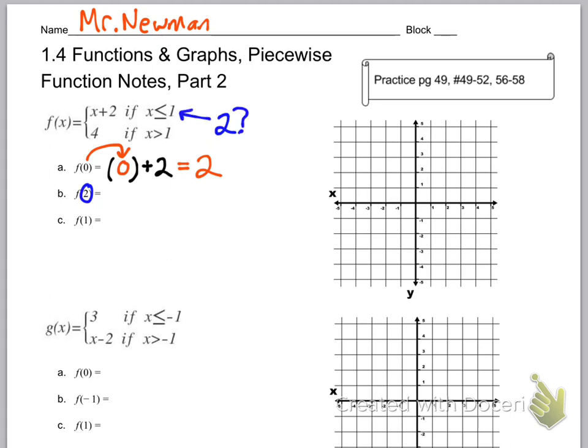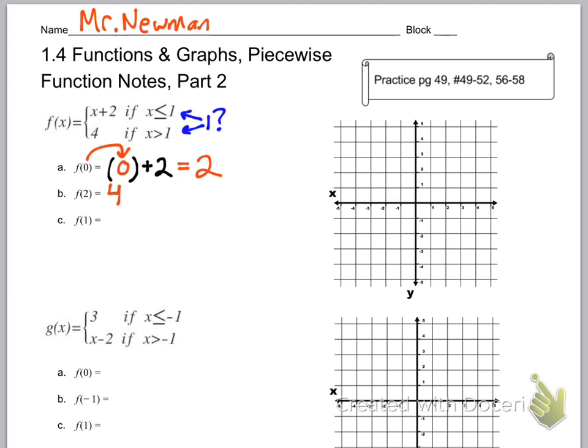For example, right here for an input of 2, is that less than or equal to 1, or is it greater than 1? Well, the number 2 is greater than 1, so we're going to use the function y equals 4. Now this is a little bit bizarre because there's no x to plug in anything, so we're just going to write down 4. We don't need to use the 2, and that's often a mistake students make. They say, oh, I have f of 2, I need to put the 2 somewhere. Well, there's no x, so there's no place to substitute the 2 in.